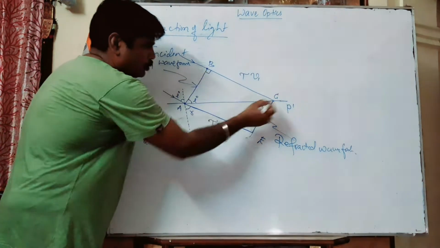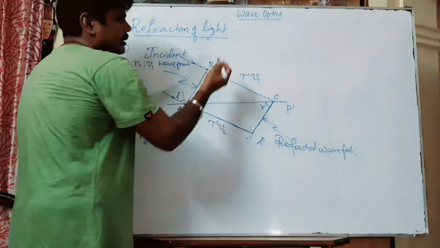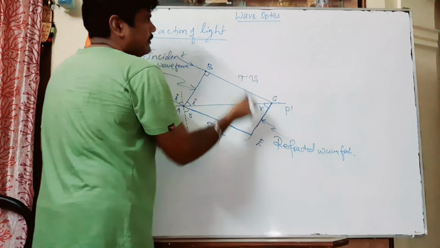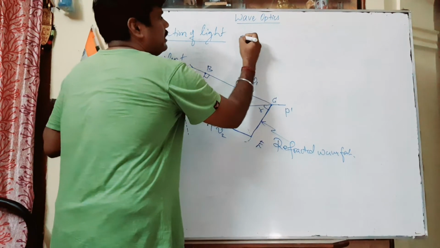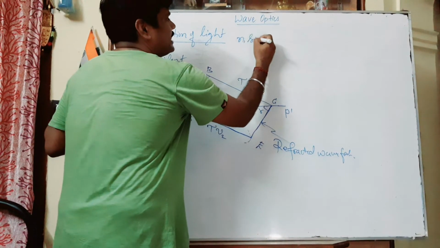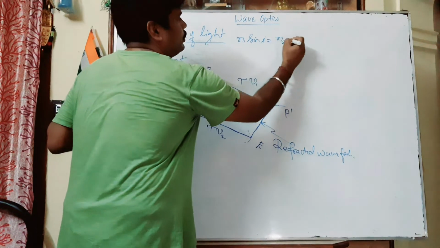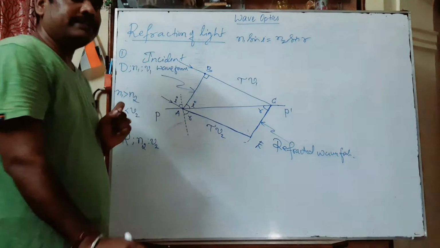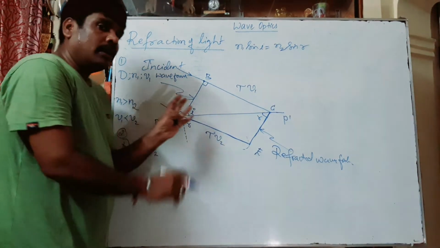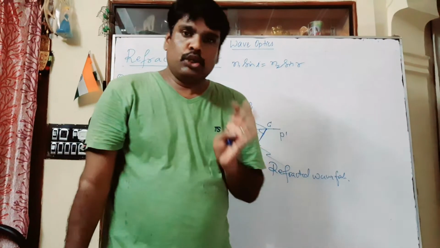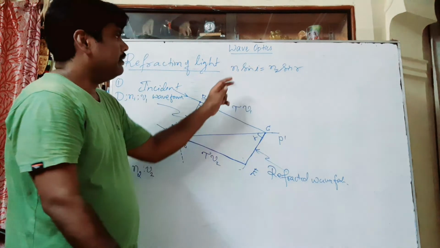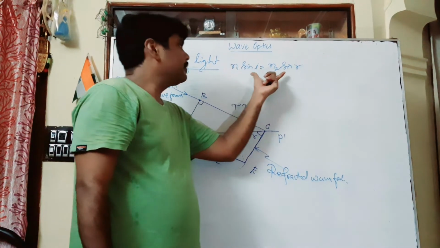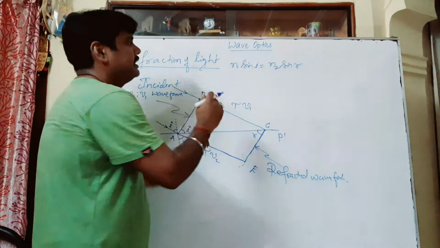So now in these two triangles, we can apply Snell's law. Finally we will get the equation n1 sine I is equal to n2 sine R. This one we already proved in the previous derivation. Here I want to discuss total internal reflection. That's why finally I will take Snell's law. So this is the first principle method of Snell's law.